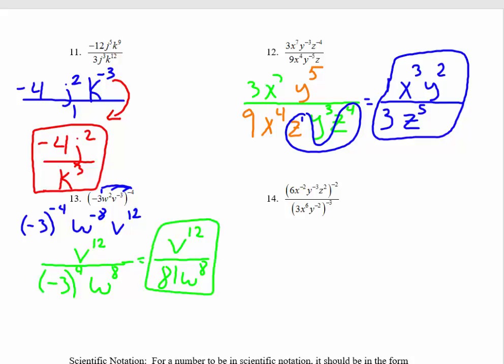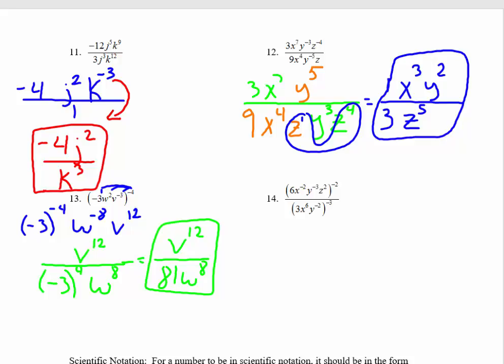So number 14 is going to be a lot of fun. We have a power on the outside, lots of negatives. Let's figure out how to do this. So parentheses, 6x to the negative 2, y to the negative 3, z squared, close the parentheses, raised to the negative 2 power. All over parentheses 3x to the 6, y to the negative 2, close the parentheses, all raised to the negative 3 power.